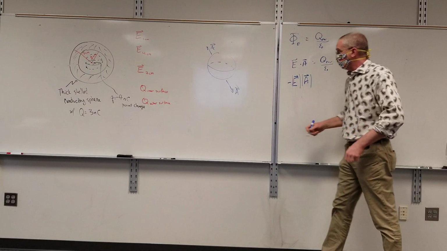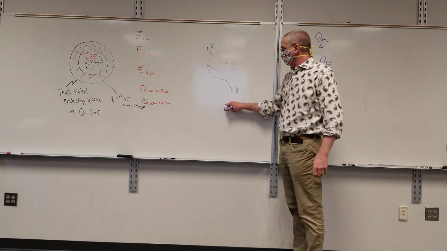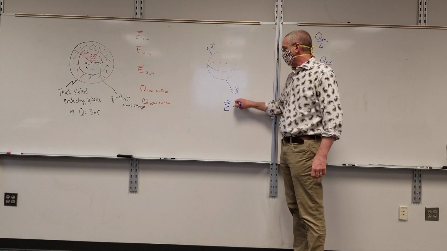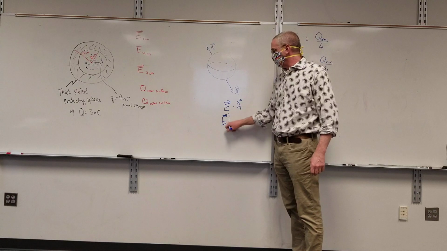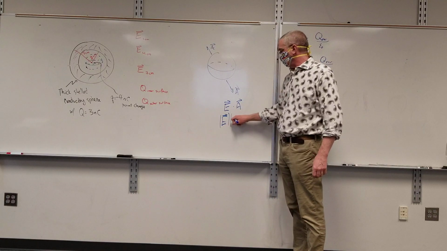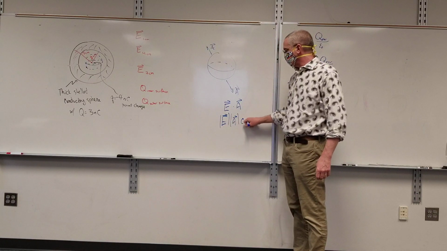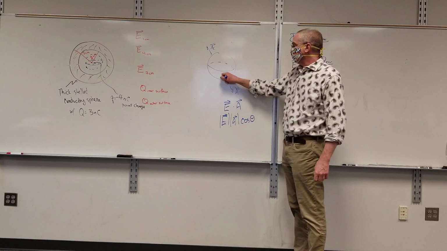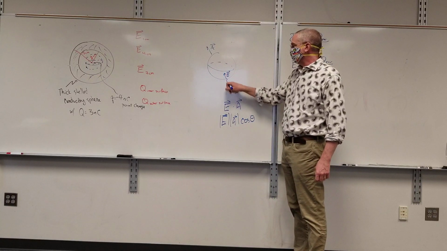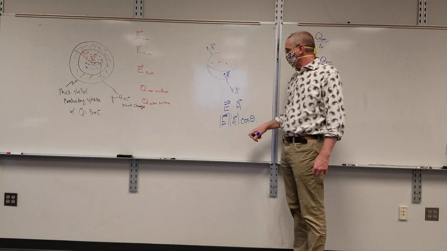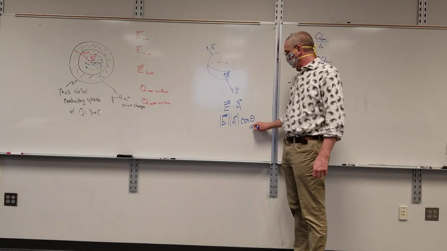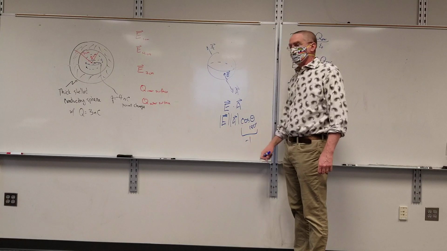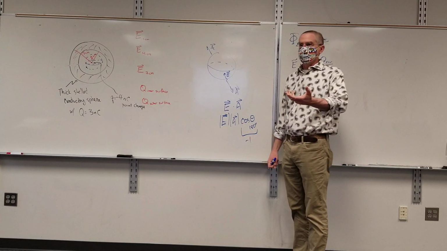Officially, the reason why is that I have a dot product: the magnitude of the electric field times the magnitude of the area vector times the cosine of the angle between them. Because the electric field is pointing inwards in this example and the area vector is pointing out, this is 180 degrees. That's -1. That's where it comes from. Thank you.